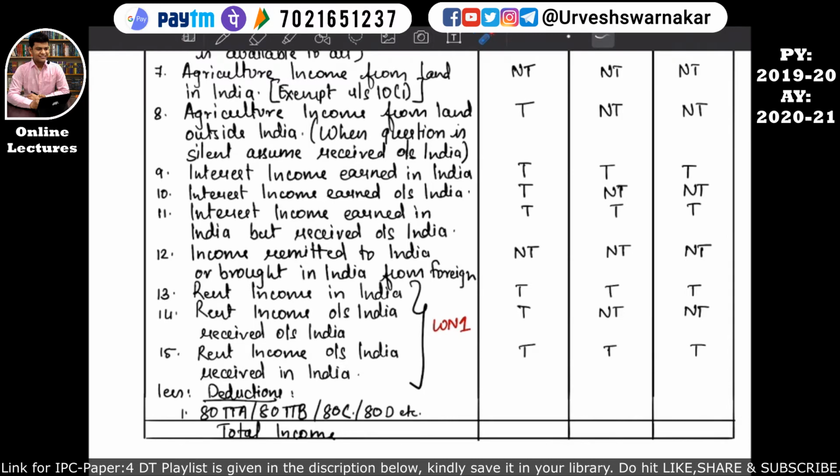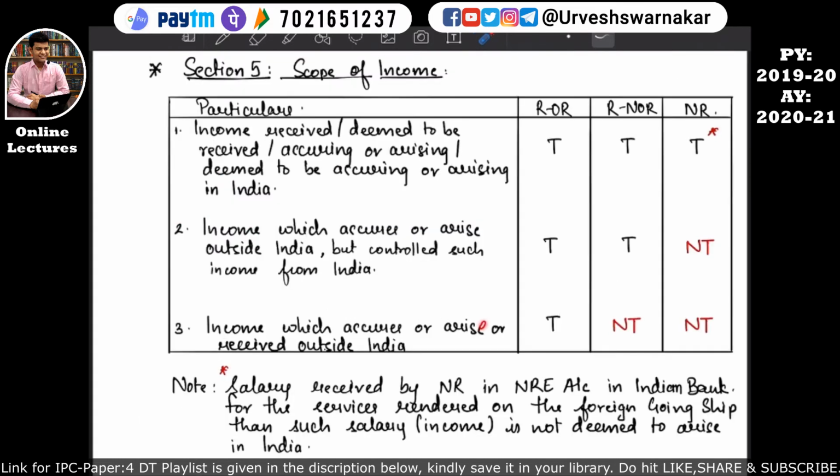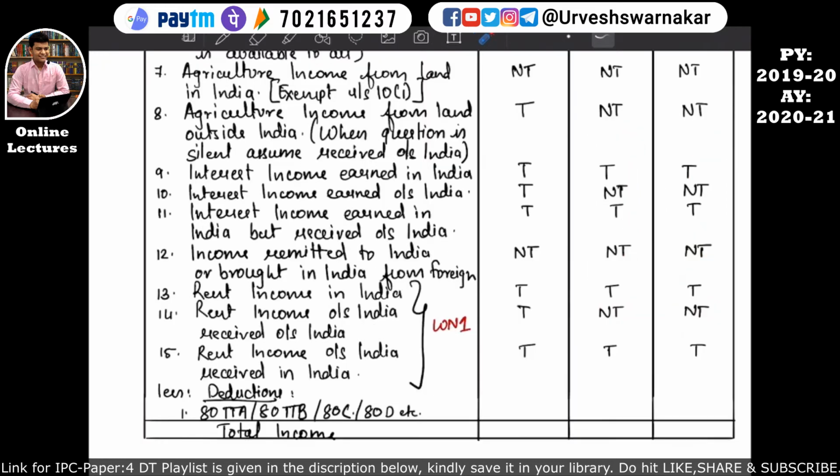Point number 10 says that interest income earned outside India. If it is earned outside India and it is received also outside India, then this will trigger, that is income which accrues or arises or is received outside India, then it will be taxable only to resident ordinary resident, and non-taxable to resident non-ordinary resident as well as non-resident. I hope this is quite clear. So that is what is given over here in point number 10: taxable, not taxable, not taxable. I hope this is quite clear.